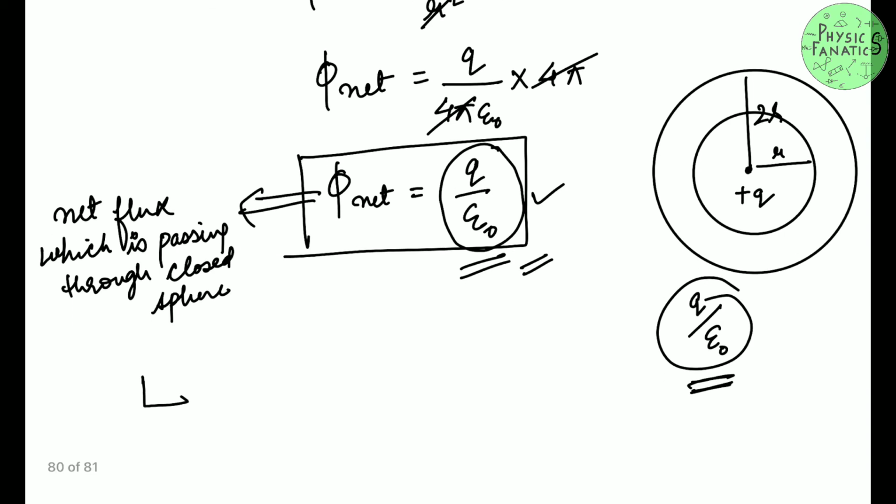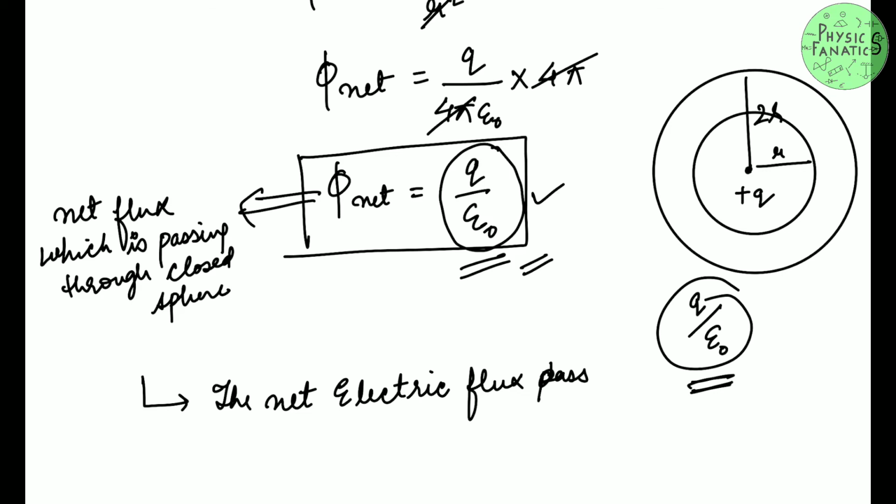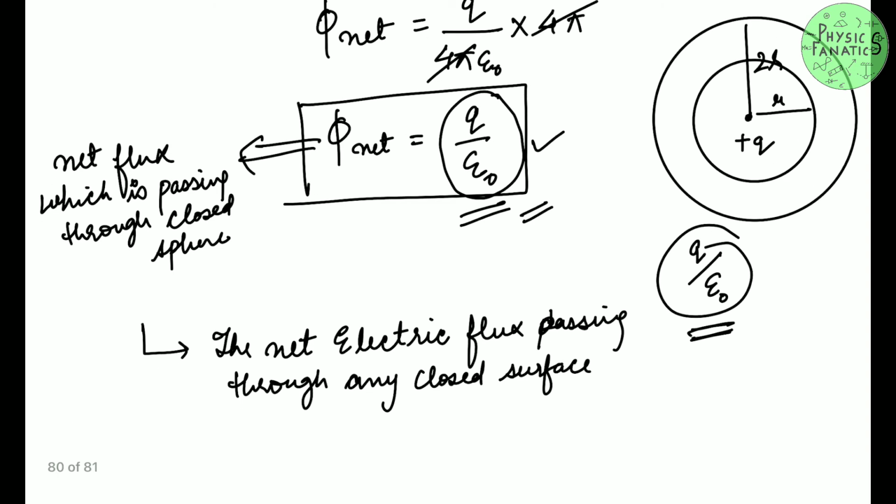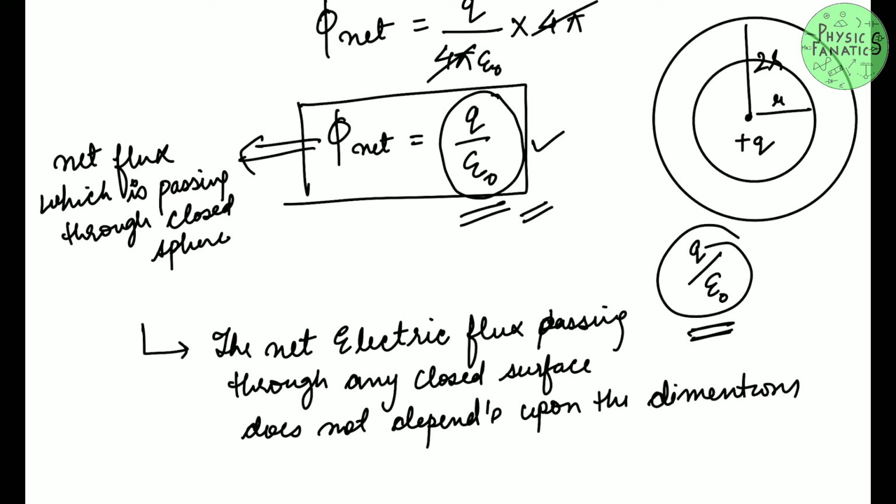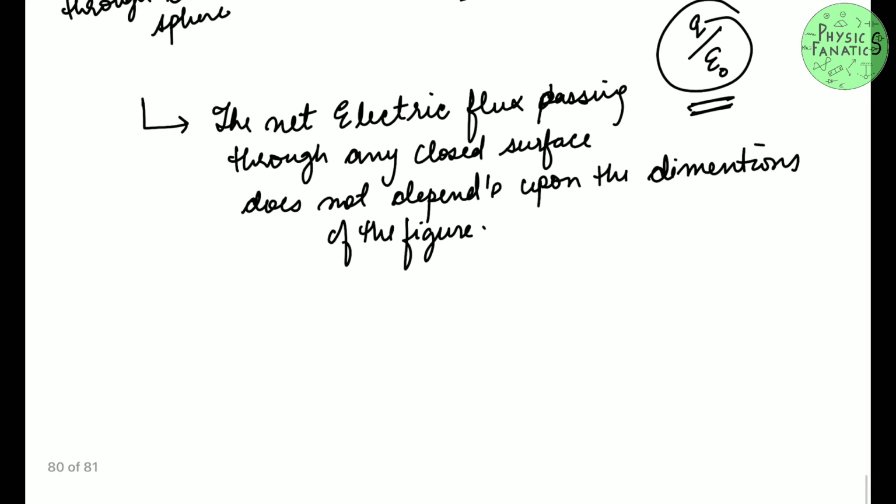So I can say the net electric flux passing through any closed surface does not depend upon the dimensions of the figure. So what does that mean?